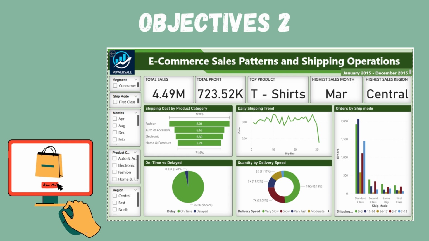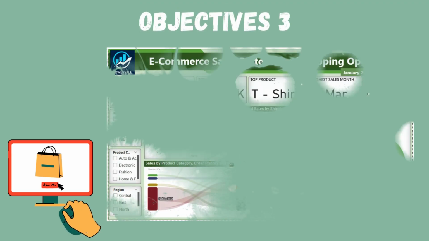In conclusion, dashboard 2 shows that fashion has the highest shipping cost and standard class is the most used shipping mode. Most orders are delivered on time, showing strong efficiency, but nearly half are delivered very slowly, indicating a need to improve shipping speed.